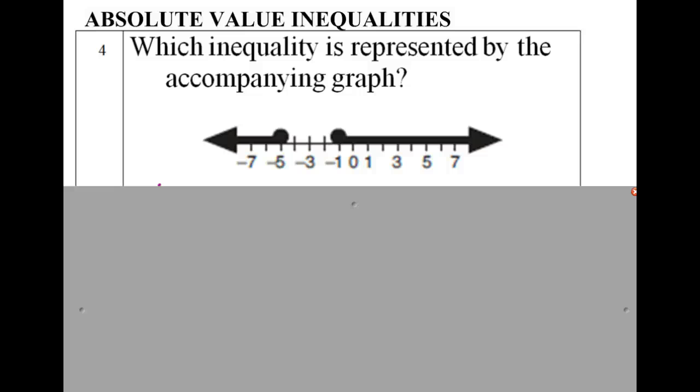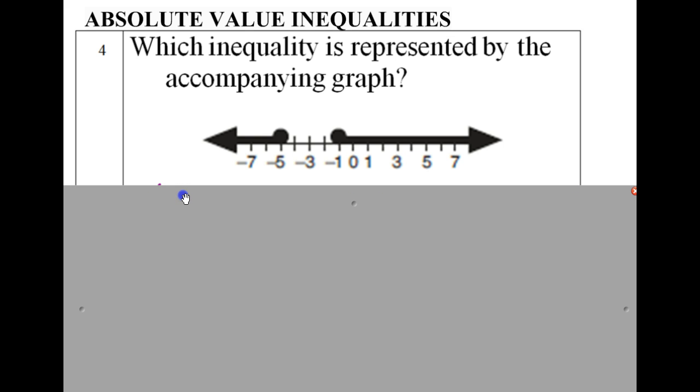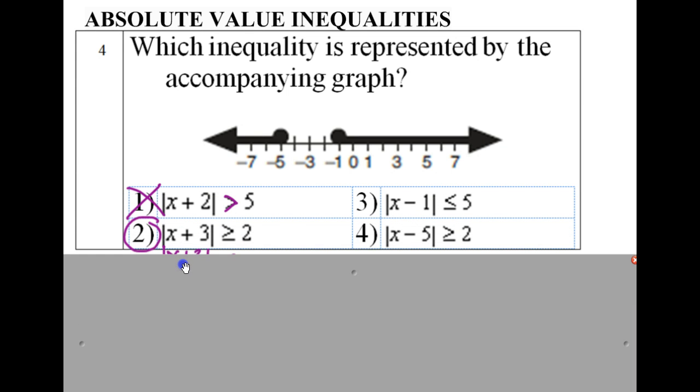So oftentimes you'll get an absolute value inequality that says solve and graph. This one actually gives you the graph, and we've got 4 choices we have to choose from to determine which one matches. I don't know a great way to go about this question except to start working through the choices. So these are our four choices. The first one I'm going to eliminate because it's a greater than, and of course that would lead to open circles. So that one can't be.